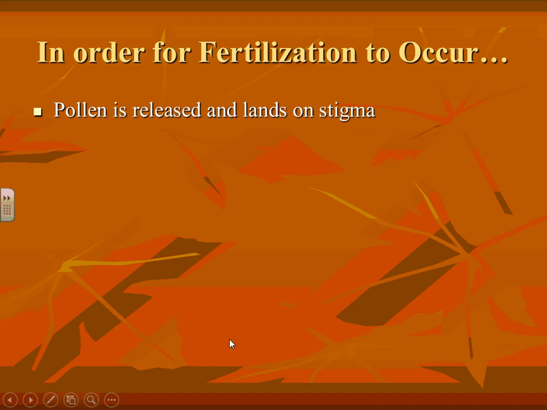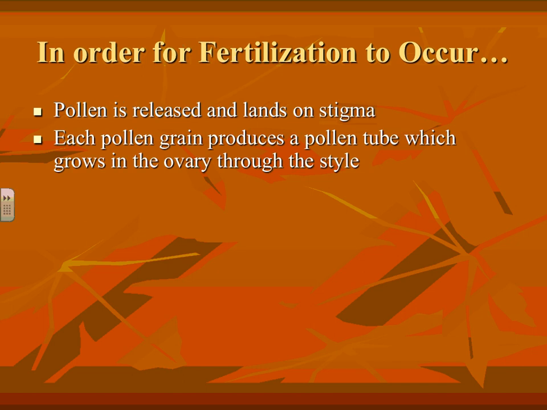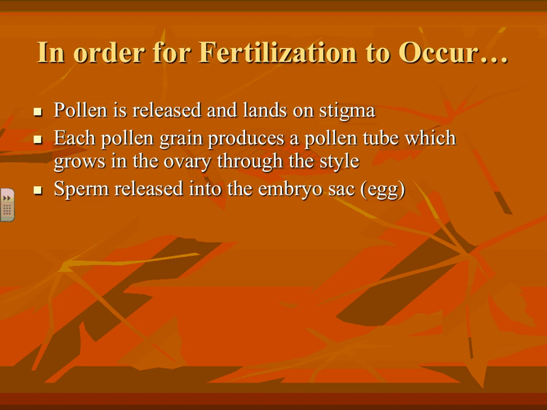In order for that to happen, the pollen has to be released, and it has to land perfectly on that stigma. Each pollen grain will produce two things. They make a pollen tube, which will grow down into the ovary through the style. And it also produces a sperm, and the sperm cell is released once the pollen tube grows down. The sperm is released into the embryo sac. The embryo will grow, assuming fertilization happens.